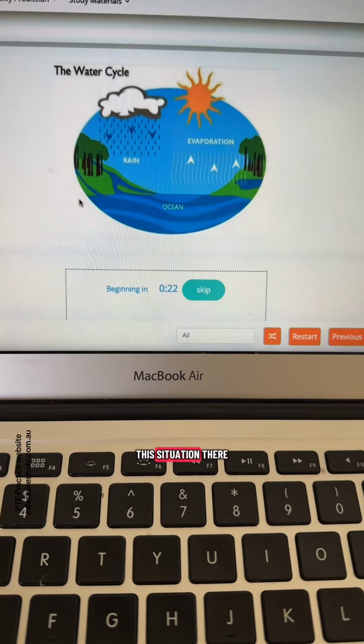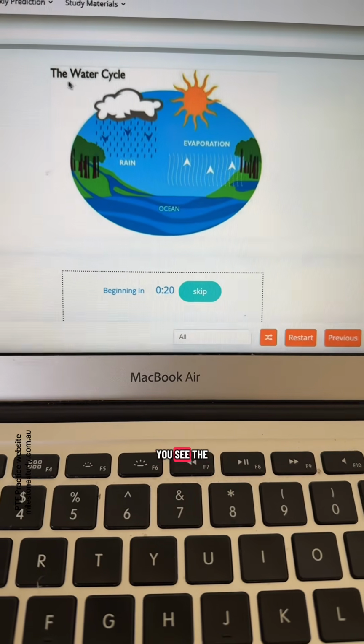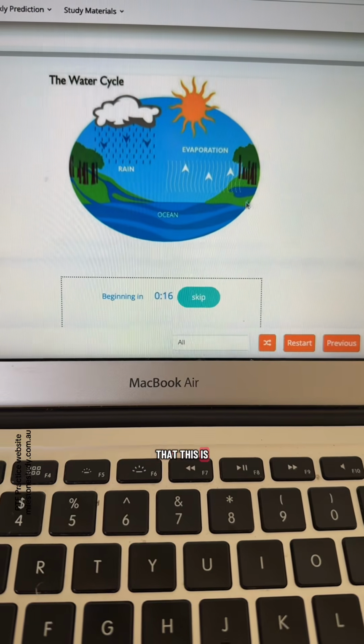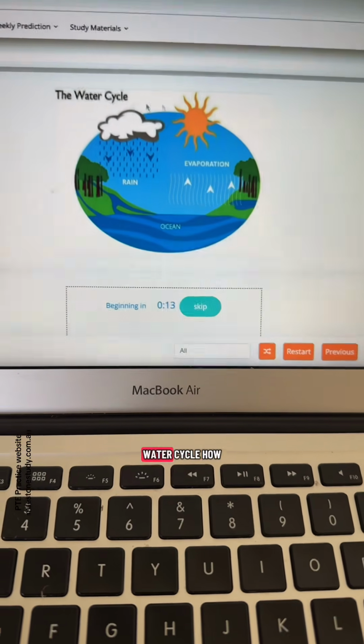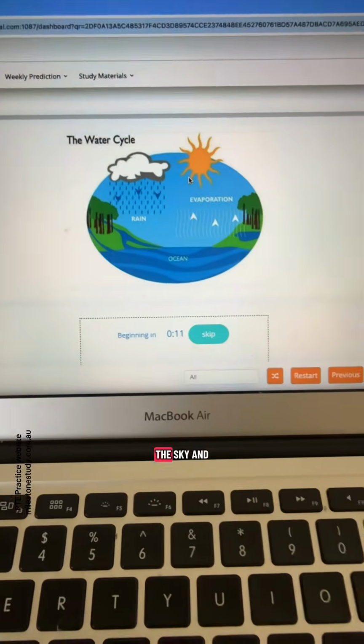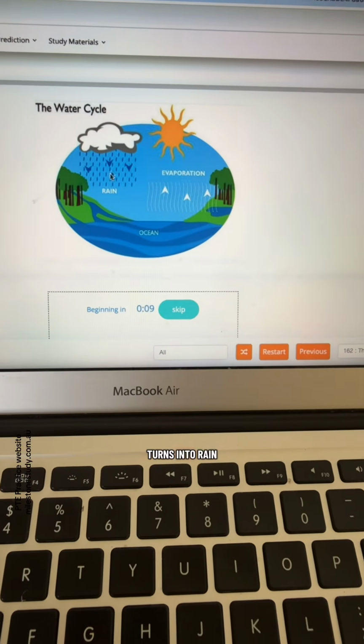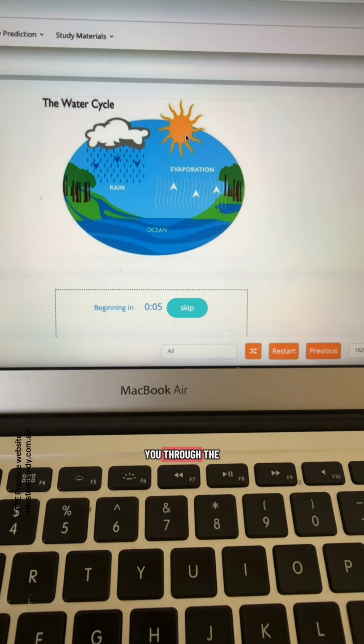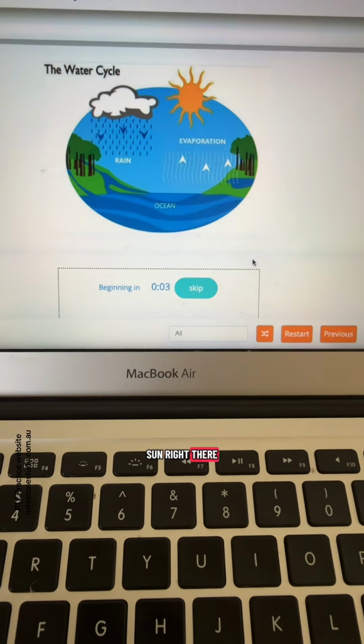Nice. Now in this situation there are very few words. You see the water cycle, rain, evaporation, and ocean. Now we know that this is the process of evaporation. This is the water cycle, how water comes from the sky and turns into rain, then it comes into the ocean water, then evaporates through the heat of the sun, right? There you go.